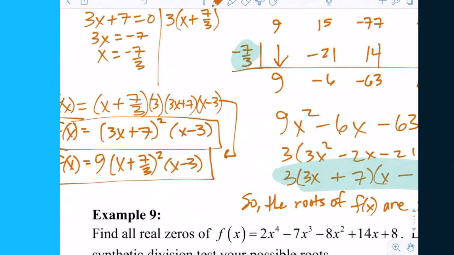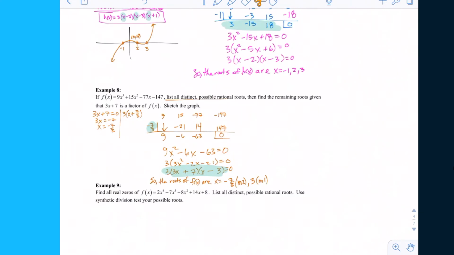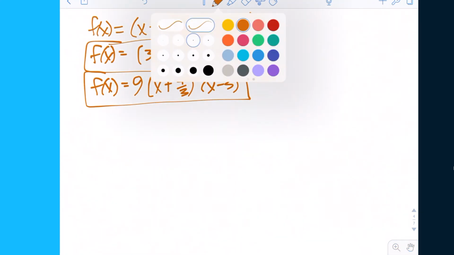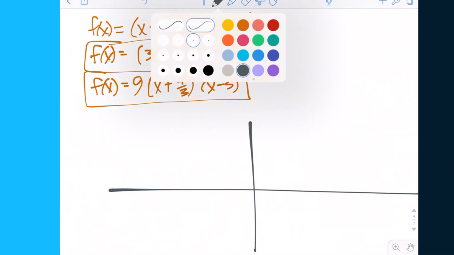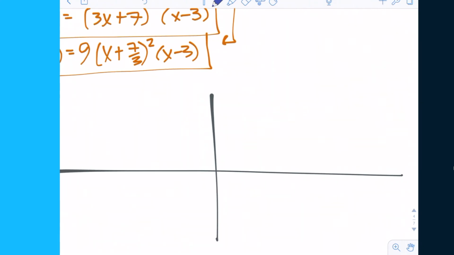Now, we do need to sketch it. It said to sketch it, and we haven't done that yet. So let's go ahead and do that. I'm going to cut this and move it over here where we have some real estate. Kind of move it. And now we need an x and y axis, so that's easy to build. There we go. And we'll throw the roots down. Negative 7/3 and 3. So I'll do 3 first because it's a little bit easier.